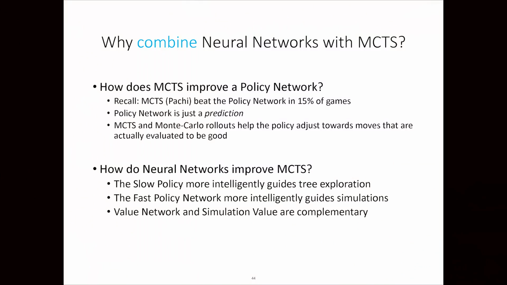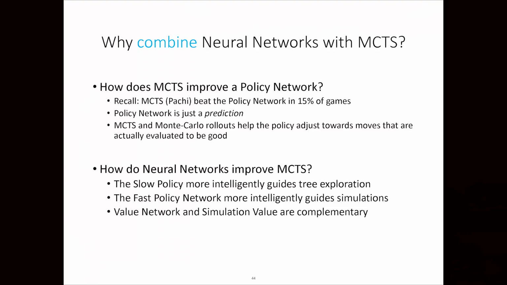Then why do we combine neural networks with MCTS? Remember, the policy network alone played against Pachi, which was purely MCTS, and it did pretty well, right? So how does MCTS improve our policy network? Well, remember, MCTS did win 15% of those games, so that already makes you think there's something the policy network is missing. Also, the policy network is just a prediction, so by using this tree structure, we're able to use these Monte Carlo rollouts to adjust our policy to move towards nodes that are actually evaluated to be good.